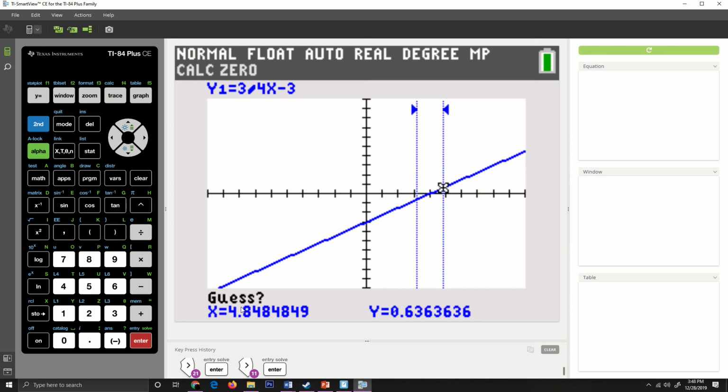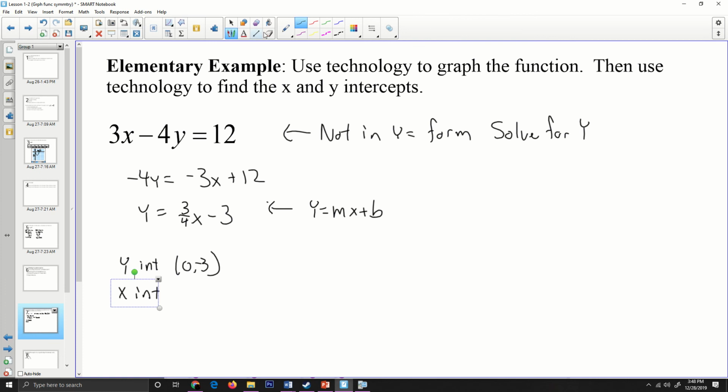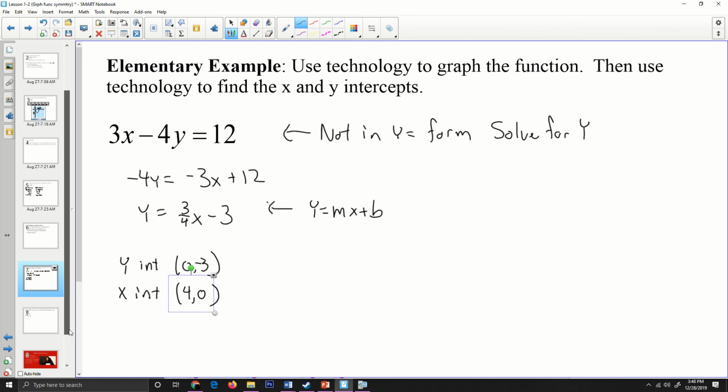Now it says guess. Now you don't have to guess. But what that means is it wants you to push it back to about where you think it is. But if you leave it where you were at, it'll be just fine. You hit enter, and clearly we see that our x-intercept is (4, 0). All right.